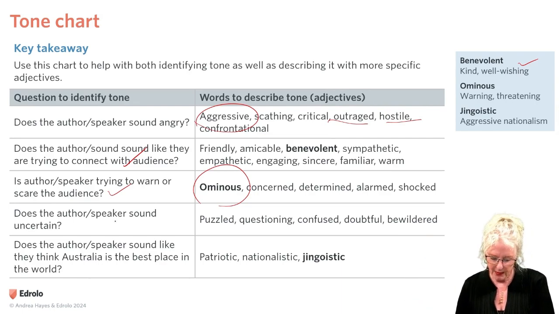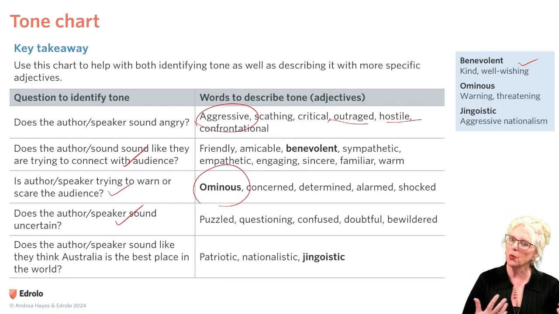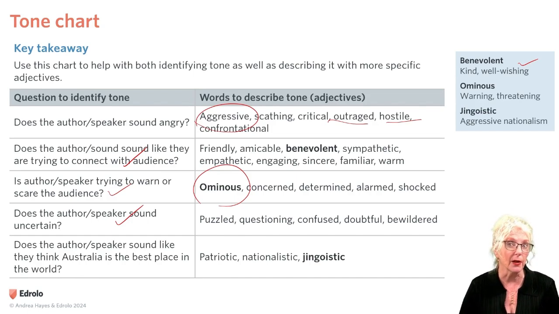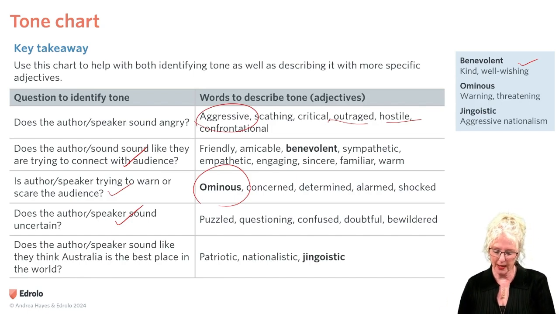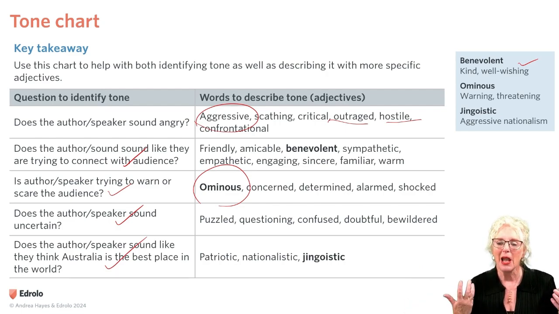Does the author sound uncertain? So does the author come across as puzzled? Are they questioning something? Are they bewildered? Are they doing this deliberately? Does the author sound like they think Australia is the best place in the world? So they might be patriotic, they might be nationalistic or jingoistic, which is that really aggressive nationalism.